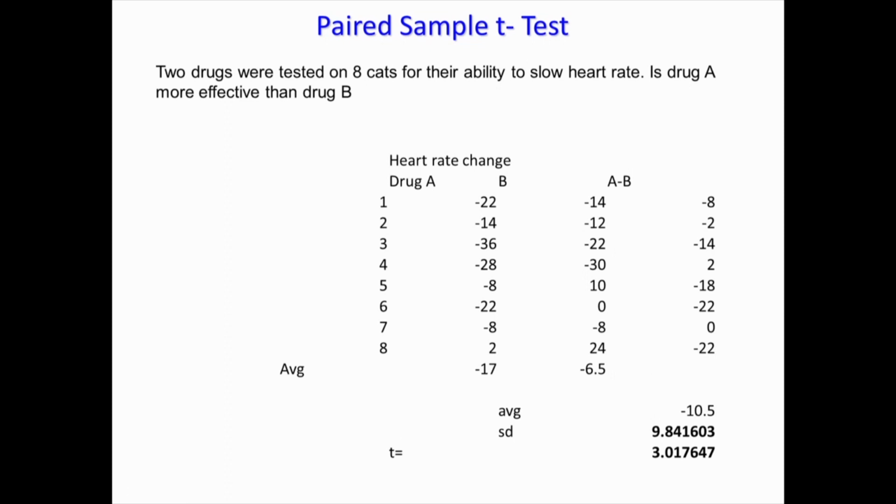Here mu naught is equal to 0, so I can say x bar is minus 10.5 divided by 9.8 over square root of 8, that will come out to be 3.017. So, I go to the table, H naught is mu is equal to 0, HA is mu is less than 0, T table is 1.895 for 7 degrees of freedom.